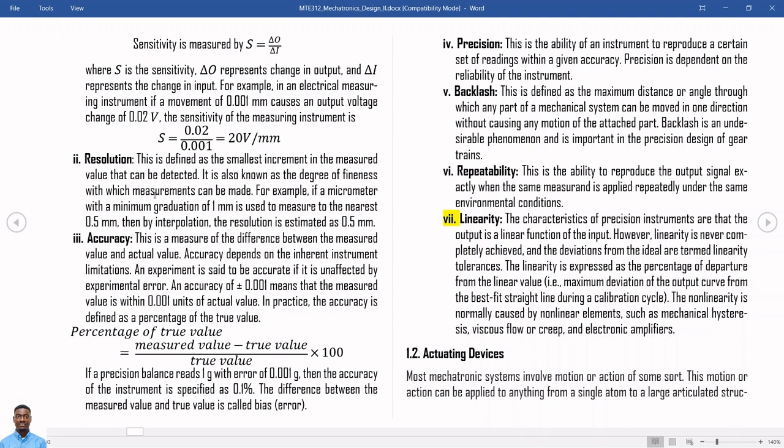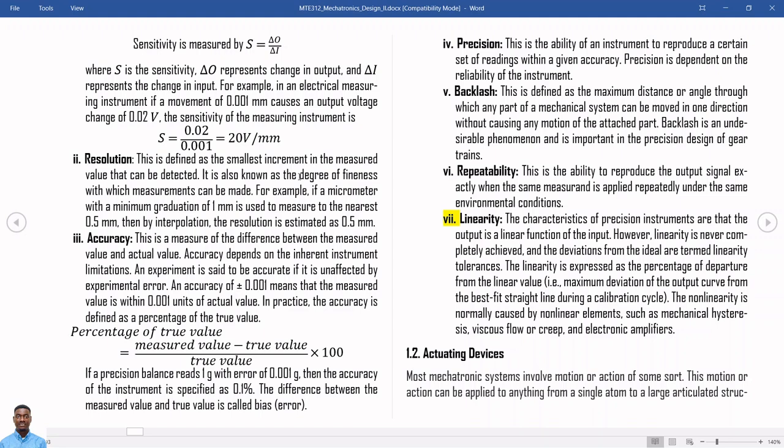Then we have what we call resolution. What do we mean by resolution of a sensor? The resolution is defined as the smallest increment in the measured value that can be detected. So what we're talking about with resolution is this: what is the smallest increment in your measurand that your sensor can detect? That is the resolution of that very sensor.